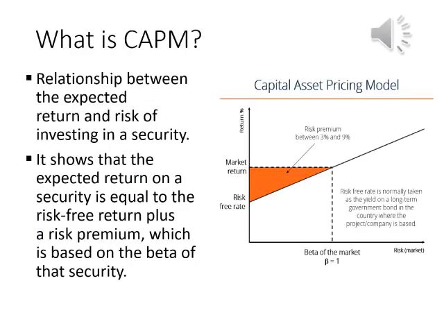What is the capital asset pricing model? It's usually expressed as a graph with the x-axis being risk and the y-axis being return. And the idea is the higher the risk, the higher the return should be. CAPM is a model that describes the relationship between the expected return and the risk of investing in a security. It shows that the expected return on a security is equal to the risk-free return plus a risk premium, which is based upon the beta of that security.